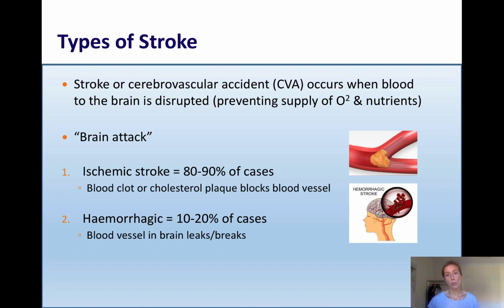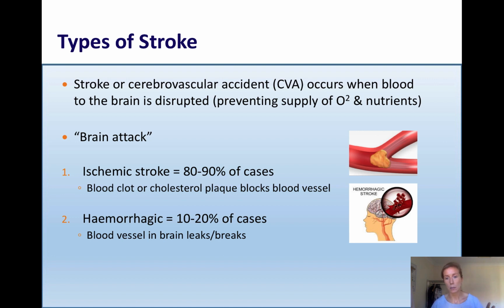So a stroke or a cerebrovascular accident, a CVA, are interchangeable terms, referring to the same thing. A stroke ultimately occurs when blood to the brain is disrupted. That blood flow and blood supply to the brain is basically disrupted, and that's supplying essential oxygen and nutrients to the brain. So we can almost think of this as a brain attack. Similar to your heart attack, we've almost got the same thing going on in the brain.